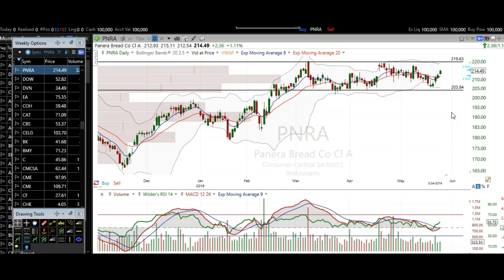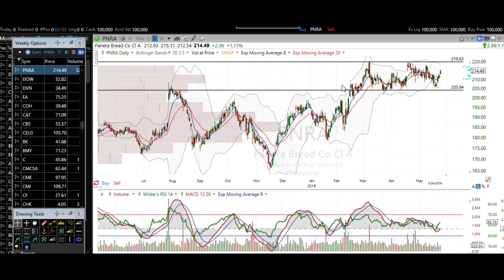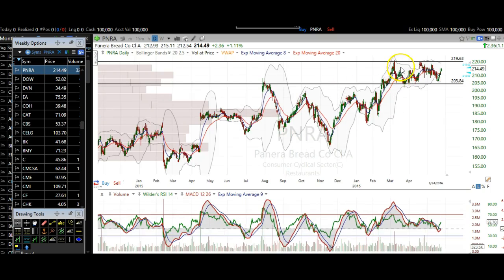Next, I want to cover PNRA. PNRA, pretty easy levels here. We've got the resistance at about 220 and support at 203. So it's trading in a box. We've got a few touches here, a few touches here, and then a few touches on the bottom side as well. So trading in a box, a break over this resistance, 220, is going to send PNRA much higher.